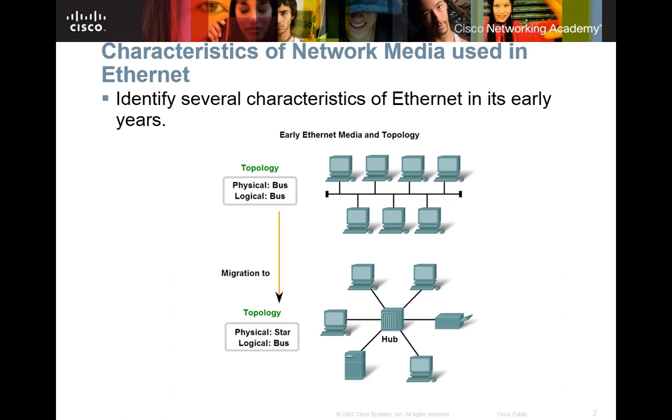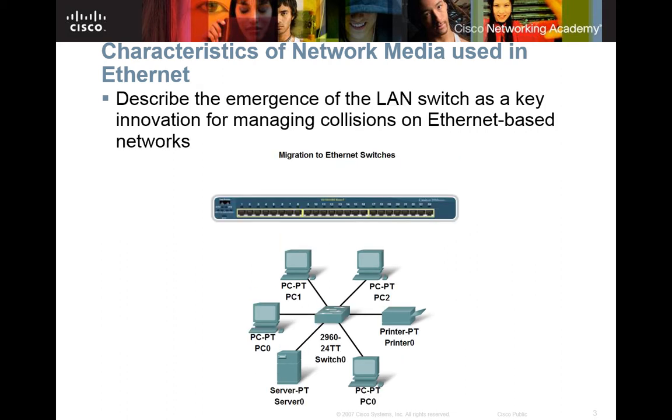Okay? Identify several characteristics of Ethernet in its early years. Remember, in the early years, we just had the bus network, and then we went to the star network where you have that hub in the center or switch in the center, right? Well, what it came to is we migrated to an Ethernet switch instead of a regular hub. What that allows us to do is to switch between all these different devices, in multiple types of devices, instead of one device.